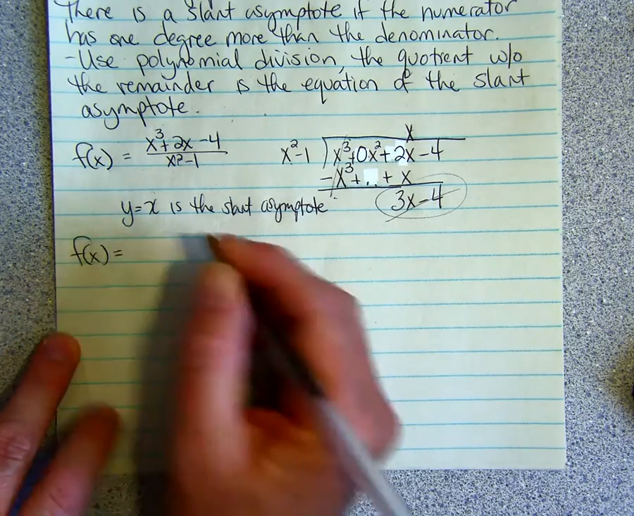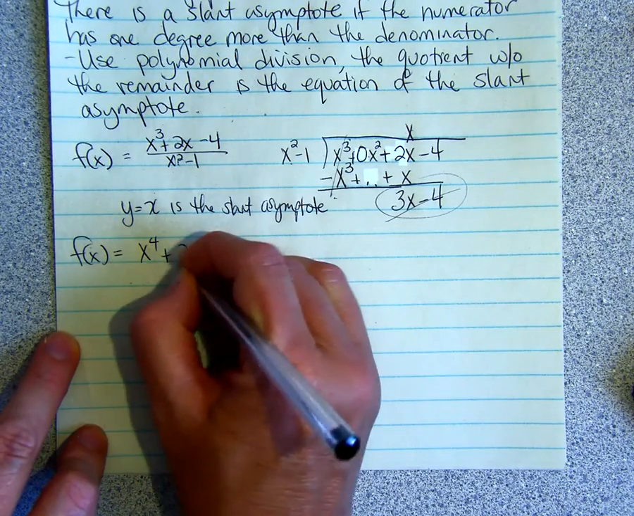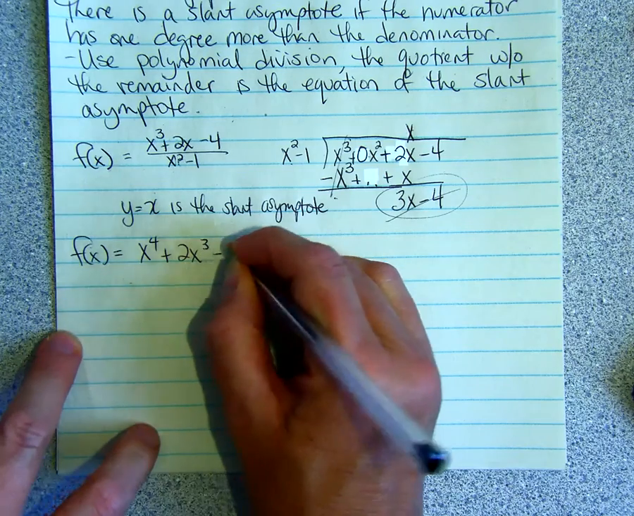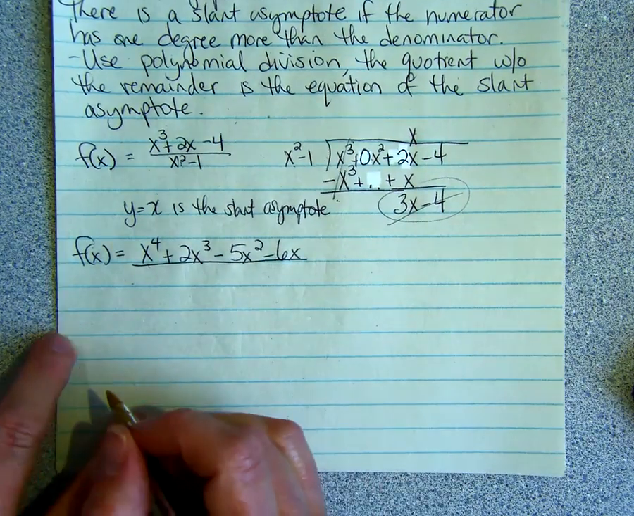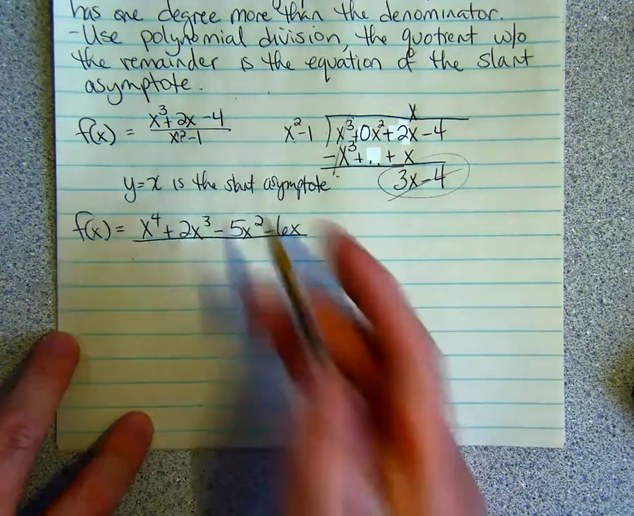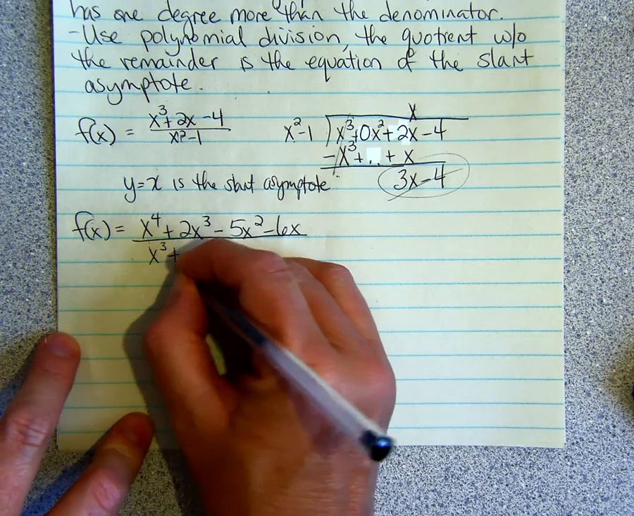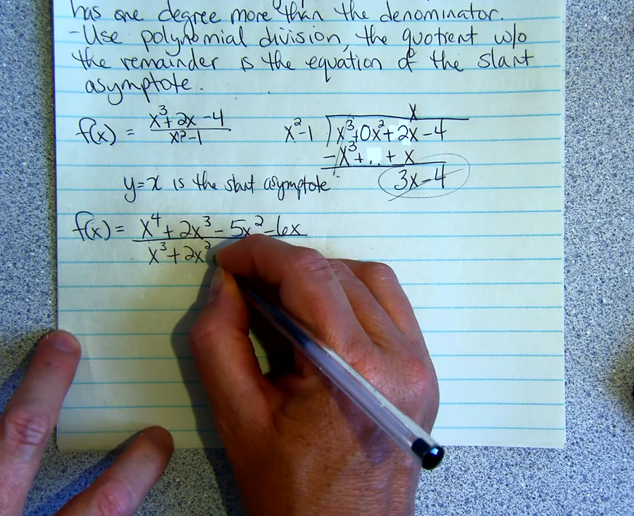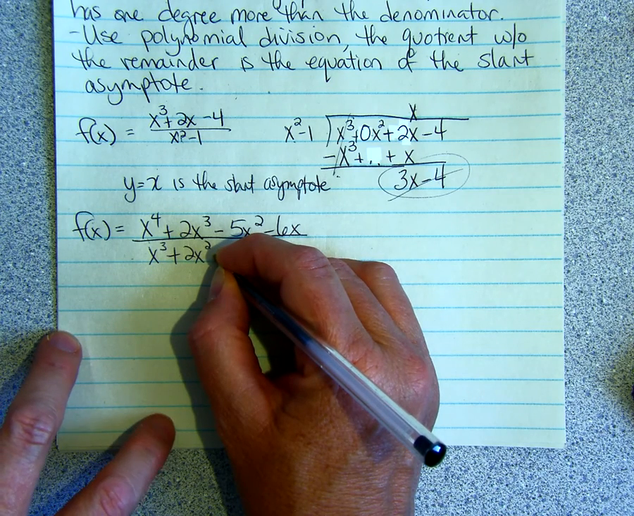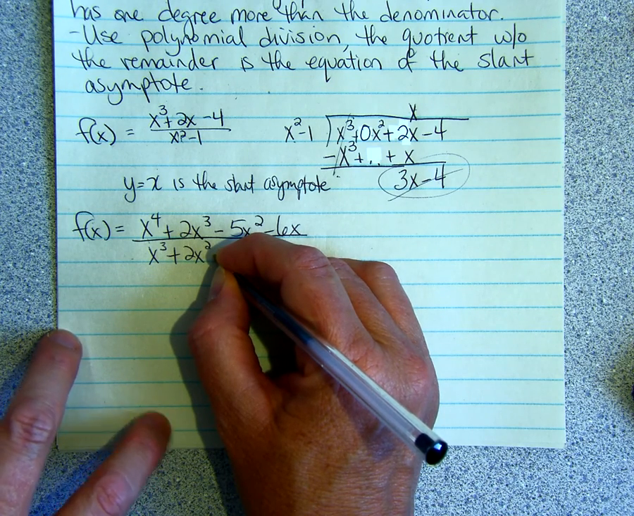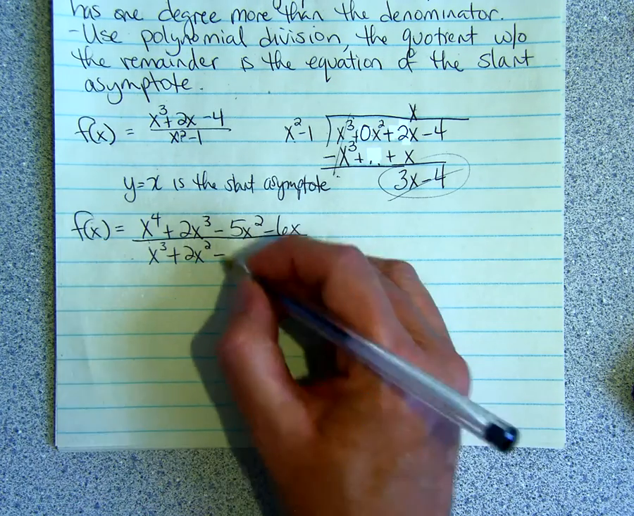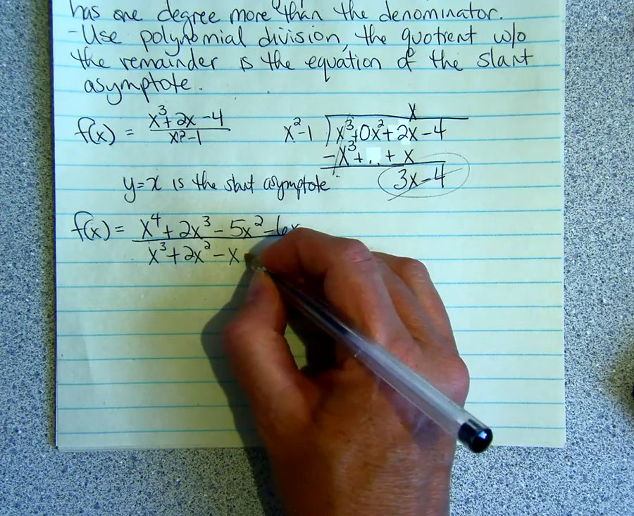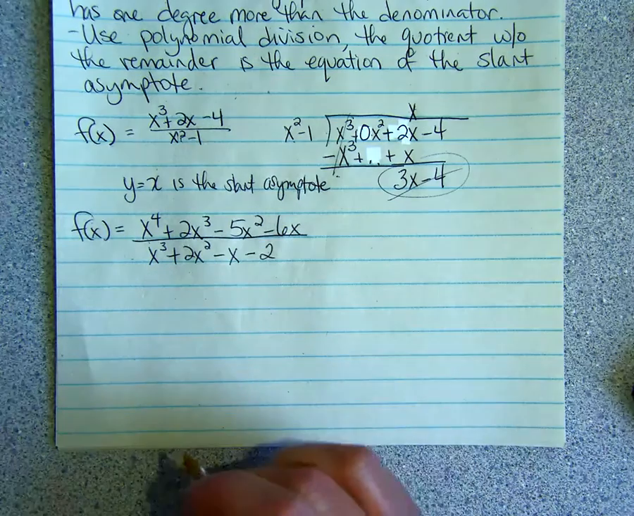Here's another example. F of x equals x to the 4th plus 2x cubed minus 5x squared minus 6x all over x cubed plus 2x squared minus x minus 2.